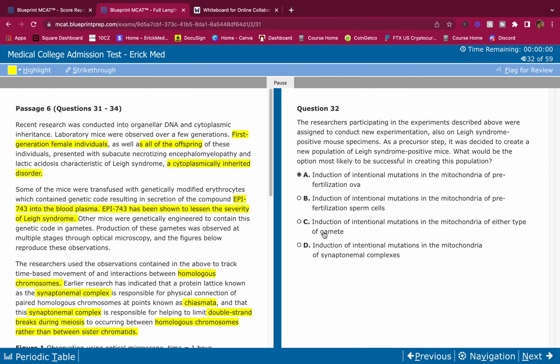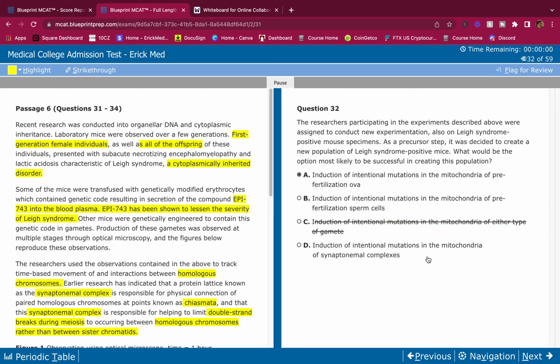Induction of intentional mutations in the mitochondria of either type of gamete. Again, we want the mom. It matters which gamete it is. It has to be the ova. Has to be the mom.